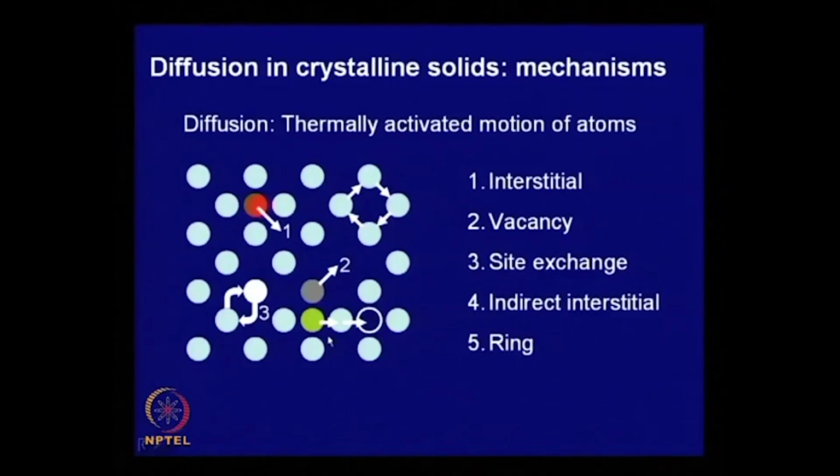There is also a mechanism called indirect interstitial movement. What happens is, there is an atom here, and say, often this can happen in radiation damage, an atom is pushed into an interstitial site. So, this can push this atom to an interstitial site and can occupy this lattice site. This movement also takes place through interstices. So, we call it the indirect interstitial mechanism.